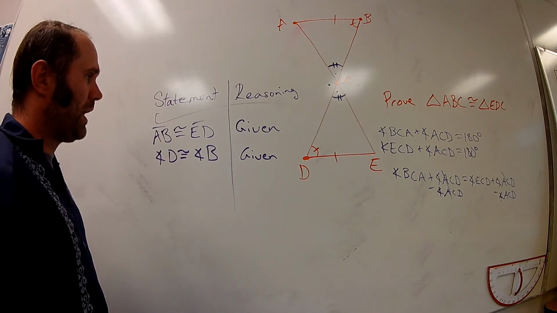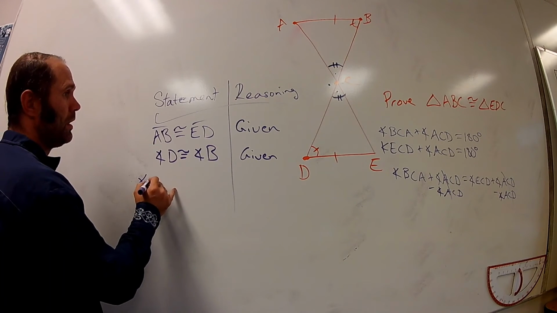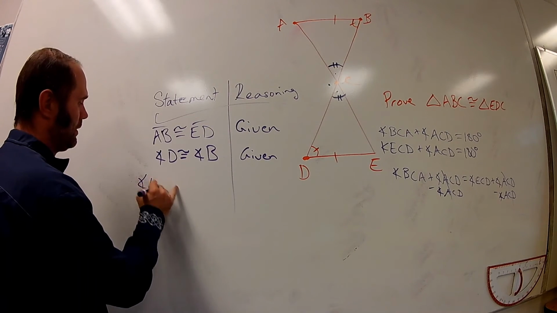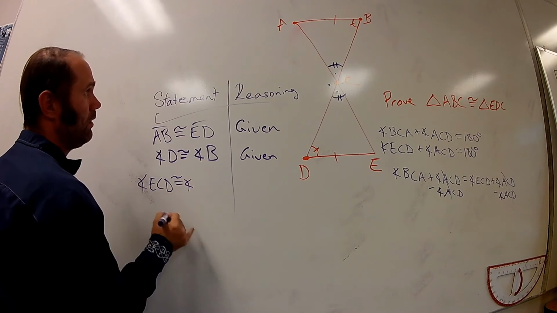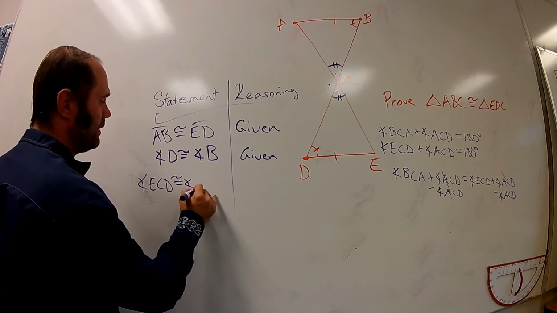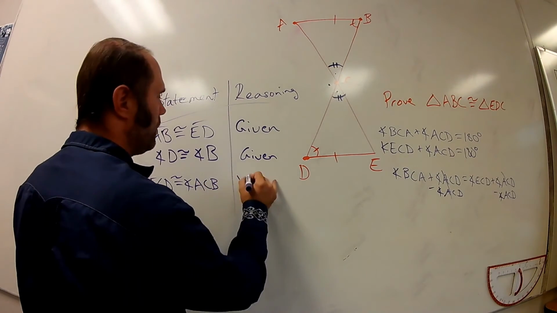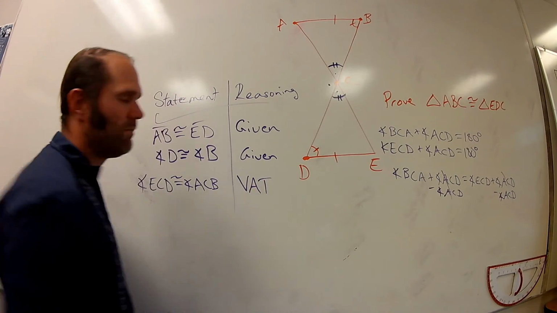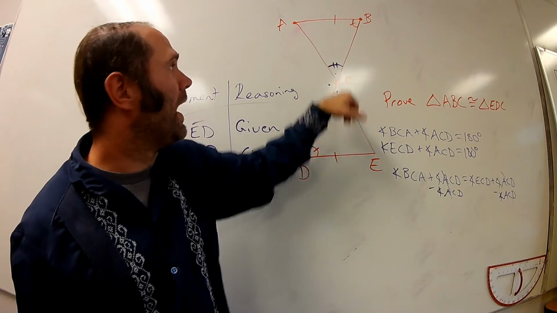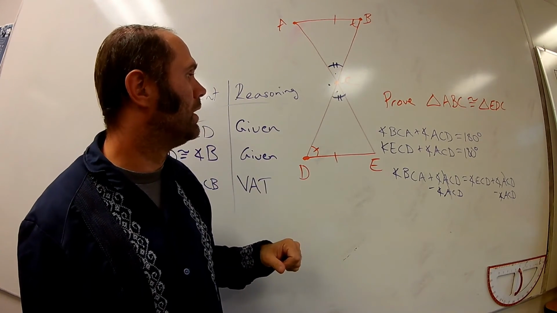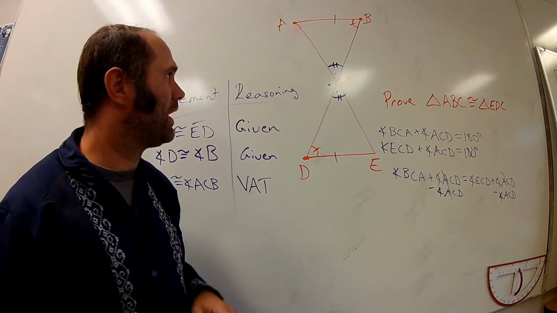But you don't have to do that every time. Instead, what you're going to say is angle ECD is congruent to angle ACB. And that is by what we call the VAT, vertical angle theorem. Lines that cross, the angles opposite each other are congruent. These are called vertical angles. And that is always the case.